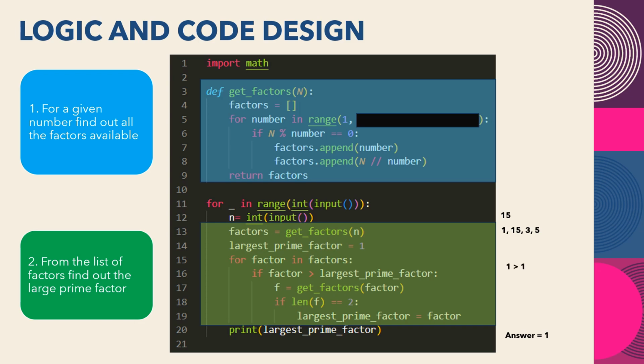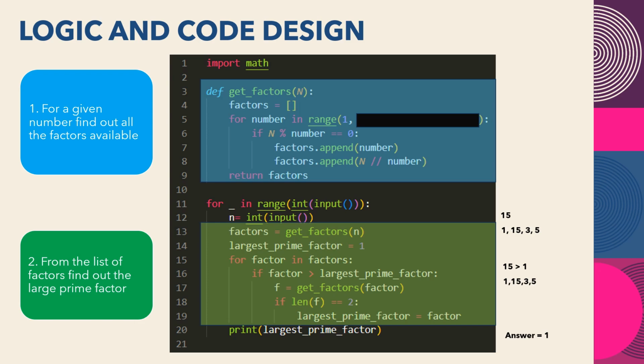it is greater than or equal to the answer, which is 1. So if not, then it will go to the next one, which is 15, right? So the second number is 15. Again we'll check, yes, it is true. So in line 17 we'll run the get factors code again. We're finding factors of factor. Remember that, not the initial one.